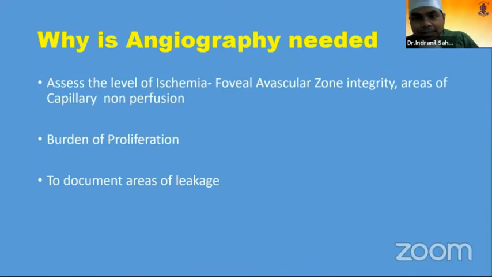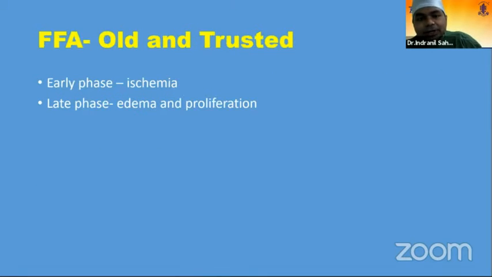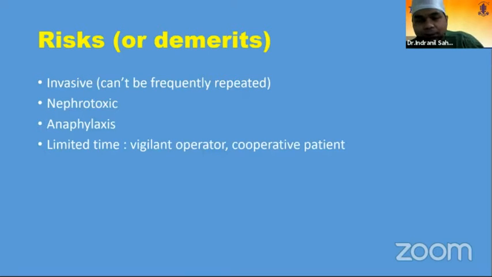Okay. So why is angiography needed? Angiography is needed to assess the level of ischemia, to document the burden of proliferation, and to document areas of leakage. When we are doing FFA, the conventional teaching is the early phase tells you about the ischemia, the late phase talks to you about the edema and the proliferation that one needs to deal with. Risks of FFA are known to everyone: it's an invasive test, so you can't keep on doing it again and again on the same patient. It's nephrotoxic, has a risk of anaphylaxis, and limited time, as in the operator has very limited time to catch a lot of information which would help in the treatment of the patient further.